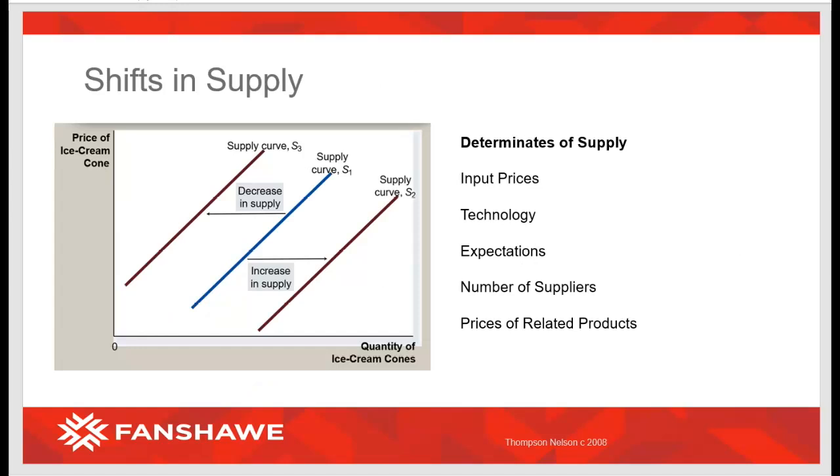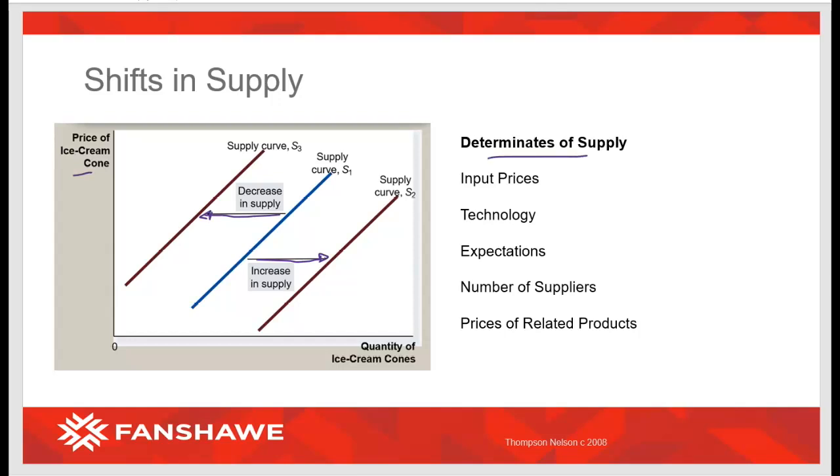The supply curve will also shift in the same way as the demand curve shifted. We can see a decrease in total supply. We could see an increase in total supply. And this is not based on what's happening with the price. This is based on something else. This is what we call the determinants of supply.